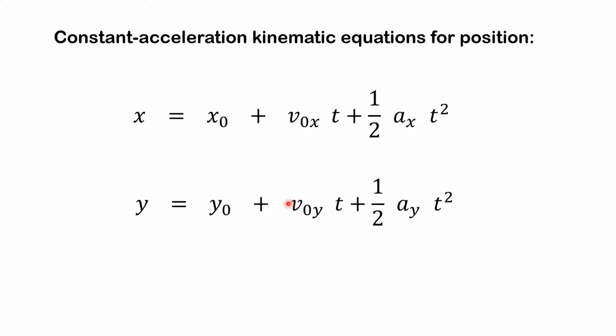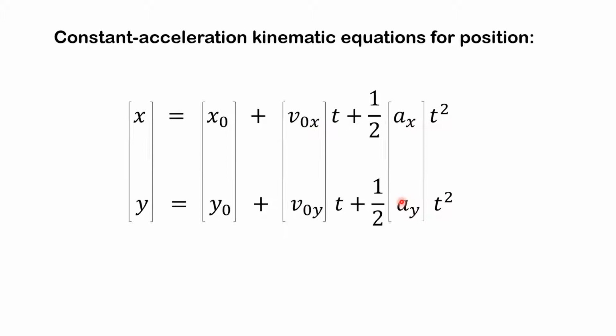Now, I tellingly left some space here between these quantities, because notice how x naught is lined up with y naught, v naught x is lined up with v naught y, and a sub x is lined up with a sub y. They fall into columns. So what we can do is enclose those corresponding quantities in parentheses, and recognize that these are actually the x and y components of a special vector.